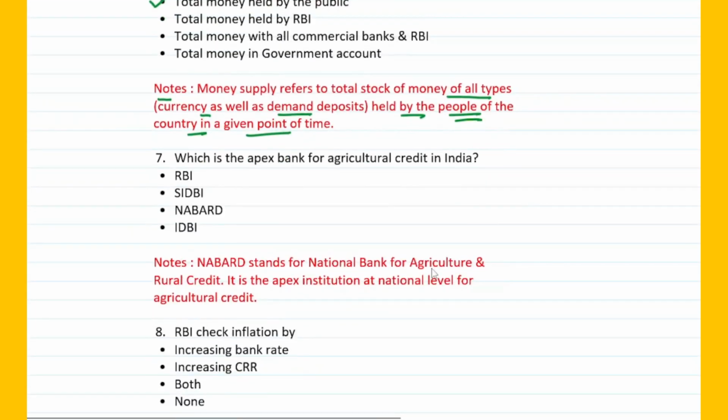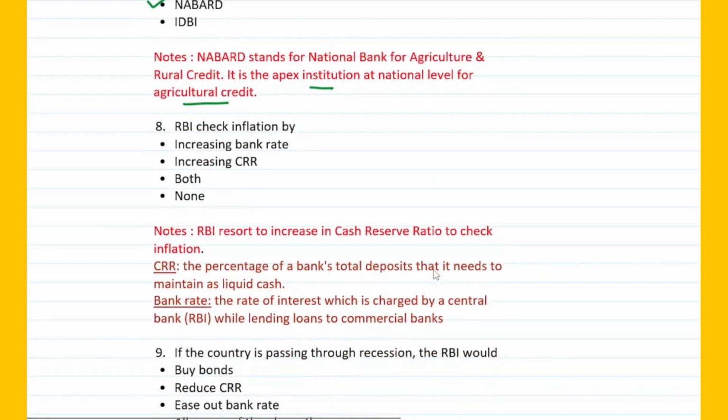Okay, which is the apex bank for agriculture credit in India? RBI, SIDBI, NABARD or IDBI. NABARD basically stands for National Bank for Agriculture and Rural Development. It is the apex institution at the national level for agriculture credit. So whenever we talk about agriculture credit, we are talking about NABARD, right? Okay, then we go to the next question.